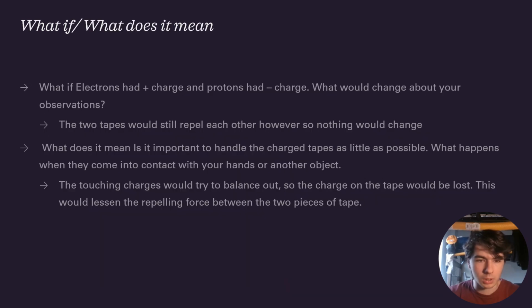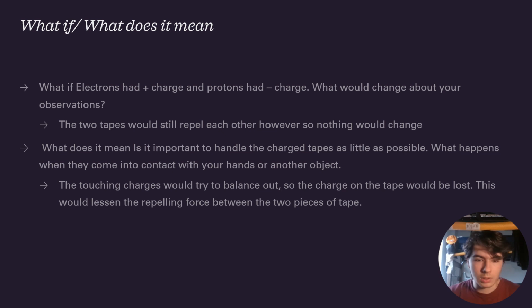So what if, or what does it mean? What if the electrons had a positive charge and the protons had a negative charge? Would anything change about our observations? No, nothing would change, as the tapes would still repel each other, because the main reason they repel each other is that they have the same charge. If the positives and negatives were switched, they would still have the same charge, so they would still repel each other.